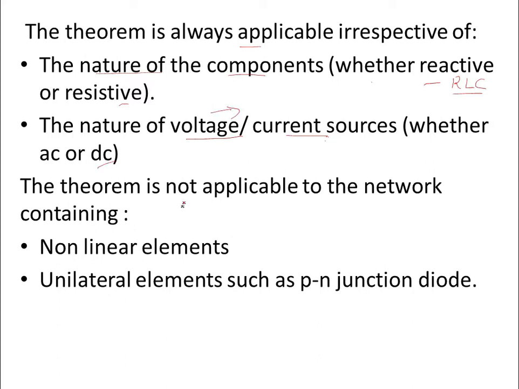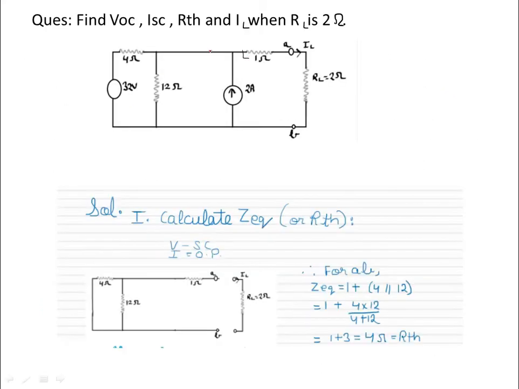So where is it not applicable? Whenever you have non-linear elements or unilateral elements such as a PN junction diode. Okay, so let's understand this theorem by solving this question.